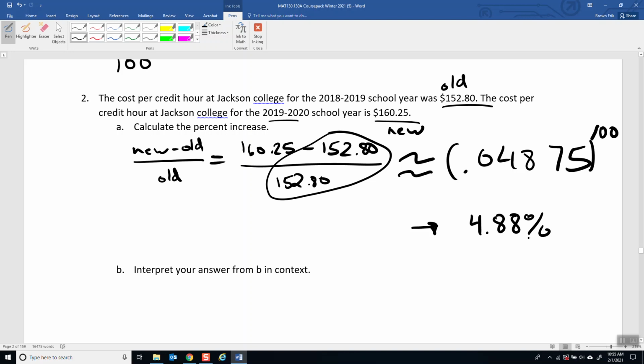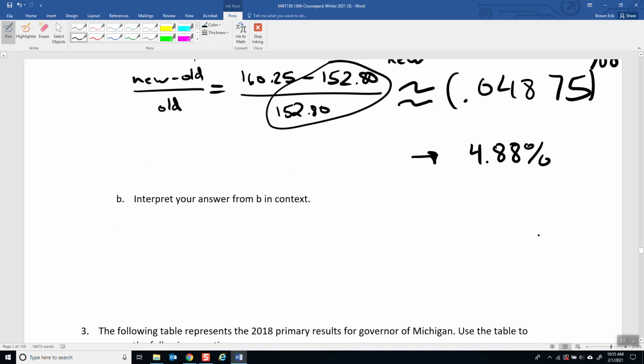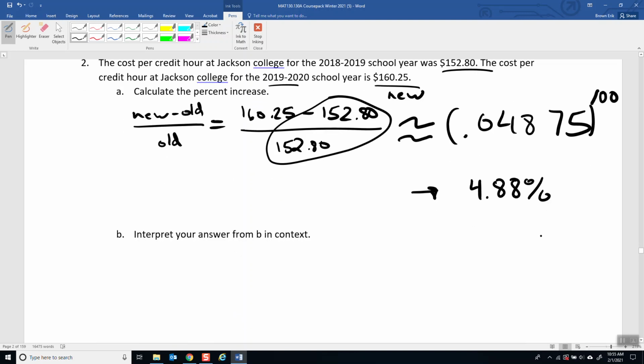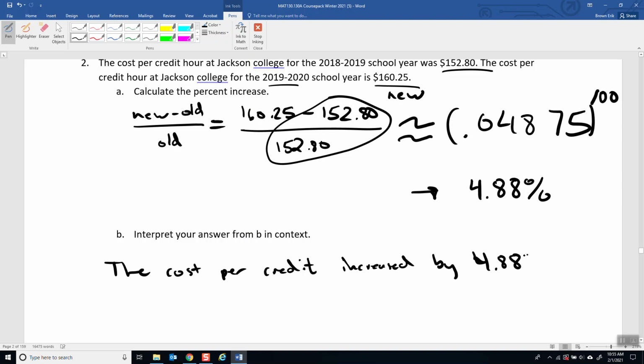All right, so now we're to interpret our answer in context. So the context here is the cost per credit hour at Jackson College. I'm going to leave that off, but we should include that. Increased by 4.88% from the 18-19 school year to the 19-20 school year.